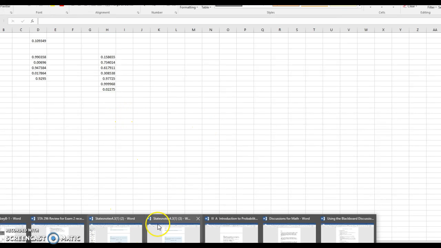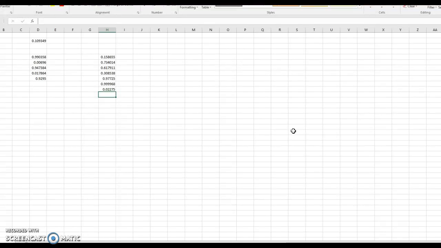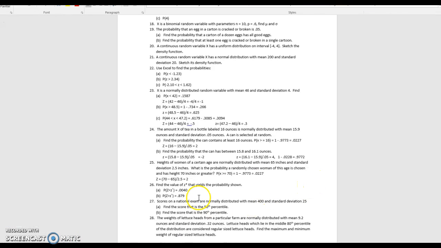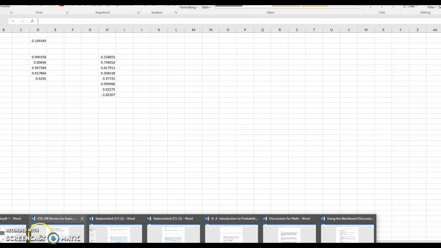Oh, I'm sorry, I lost track of my number there again. It was 0.004. Okay. All right, so norm, and this one we want to use inverse right here, and we want to put in 0.004, and it tells me that that z value is negative 2.652. All right, so going back, z star is negative 2.652. Now, let's take a look at the second one.